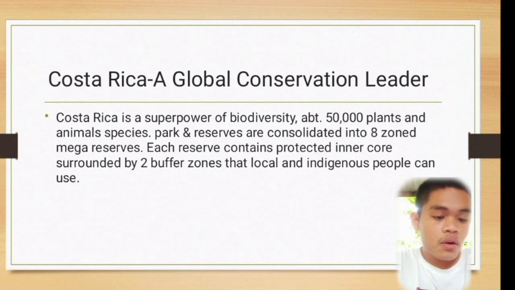Costa Rica, Global Conservation Letter. Costa Rica is a superpower of biodiversity, with about 50,000 plant and animal species. Its parks and reserves are consolidated into 8 zone-managed reserves. Each reserve contains a protected inner core surrounded by 2 buffer zones that local and indigenous people can use.